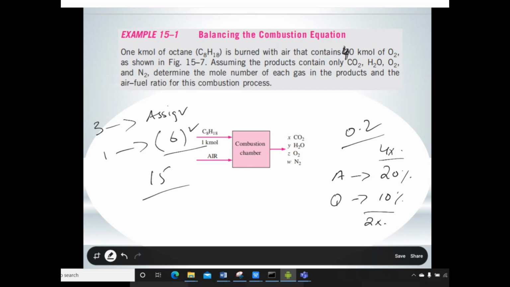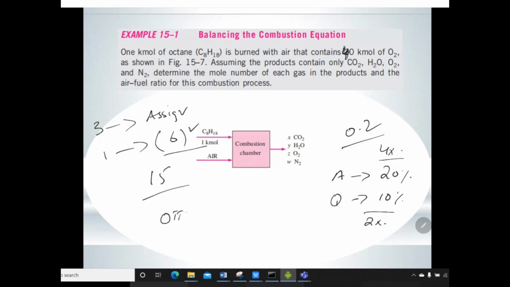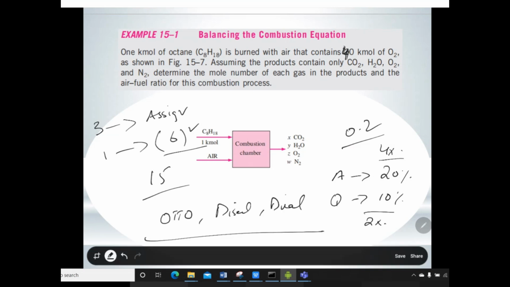Maybe from the gas power cycle. We will take the quiz from the gas power cycle, because that is the remaining topic. The Rankine cycle is already done. You can expect the quiz from the Otto cycle, the diesel cycle, and the dual cycle. You have to go through these three cycles, but the quiz is very easy. I will most probably take the quiz on next Friday.